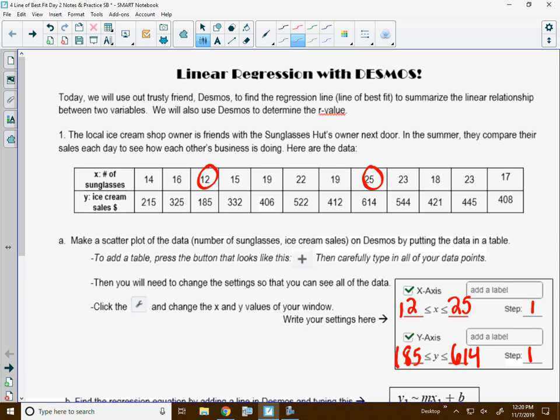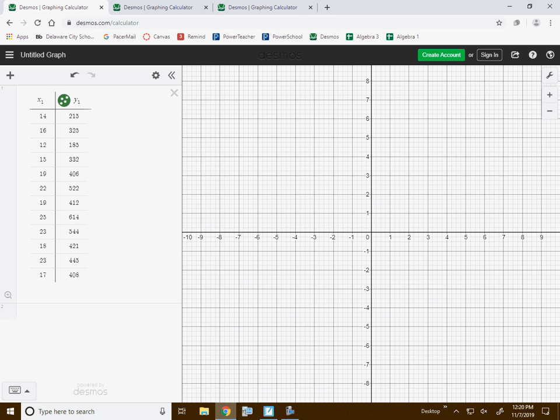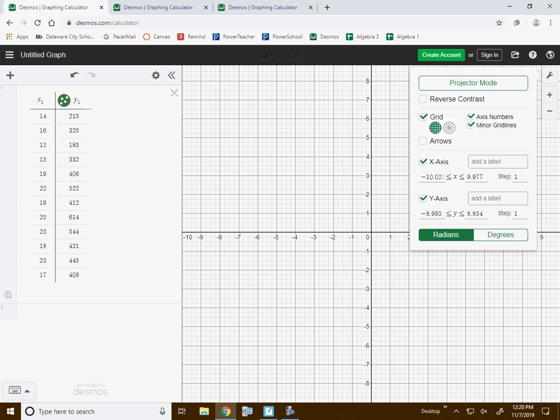Okay, let's transfer that part to Desmos. So in Desmos, I need your eyes up here, make sure you're paying attention because this is new. There is a wrench in the top right-hand corner. Go ahead and press the wrench. And then the part that we were just working with is this bottom half here of the box. Don't worry about the top. So we're going to go ahead and edit these.